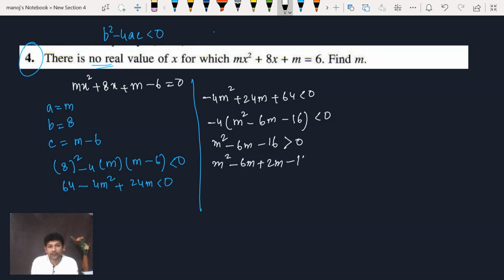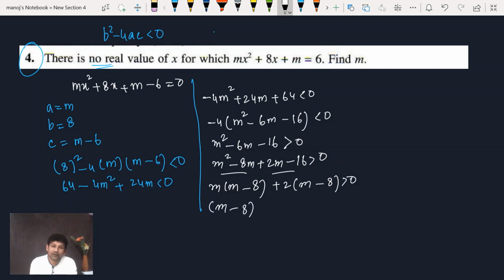2m minus 16 greater than 0. Common in first two and last two. M is common, m minus 6 plus 2 is common, m minus, sorry, this is 8. Sorry, so many things to do, mistakes are possible. 8 to 16, so this is 8. Okay, m minus 8 and m plus 2 is greater than 0.